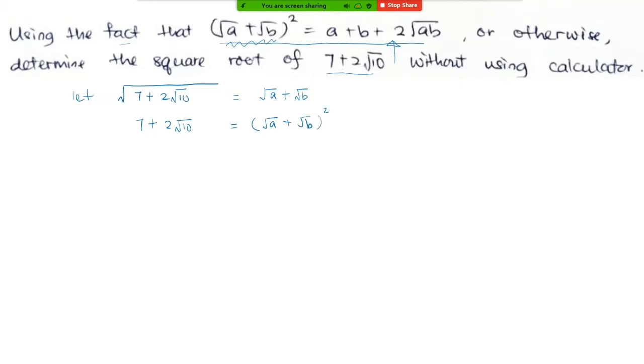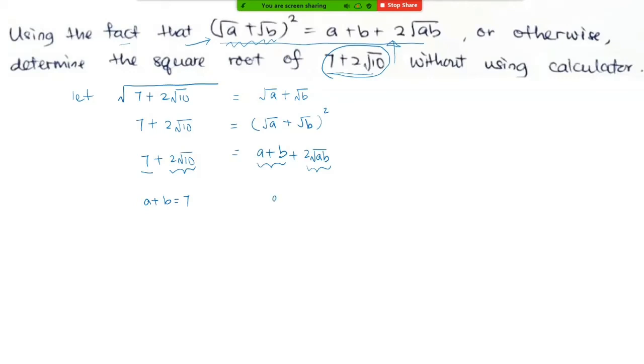Isn't it? Now we have already fit this question in the form of the fact given. So now let's use this one. We are given that root A plus root B squared equals A plus B, so we just put it in. We're going to compare coefficients. Let's compare. The term with the root will be this. That means we know that the 7 must be equivalent to A plus B. So A plus B is equivalent to 7.